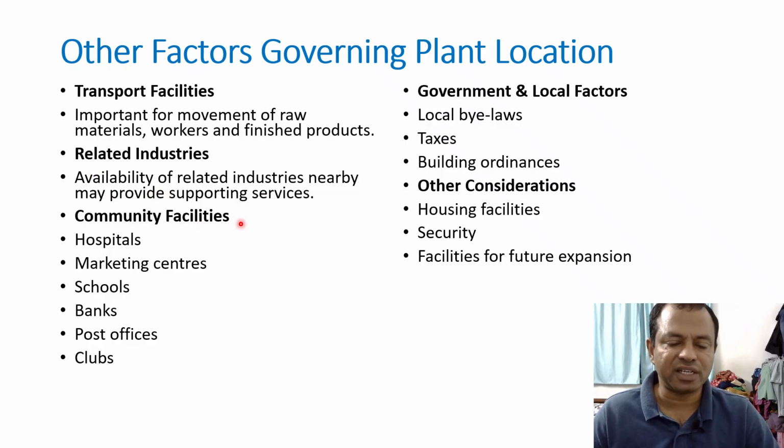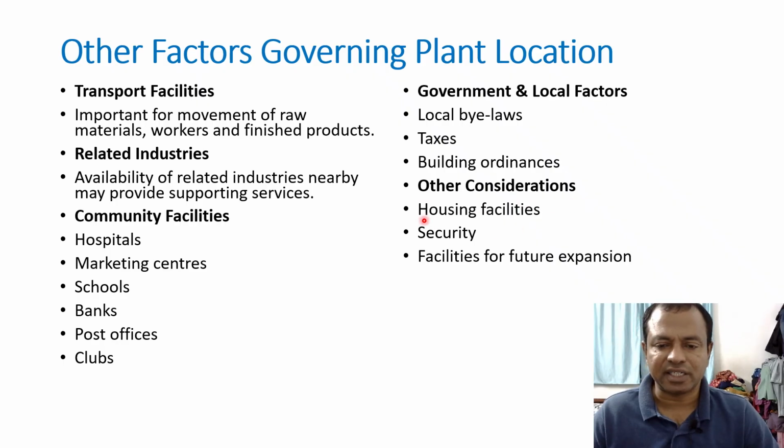Then community facilities are very important. Hospitals, marketing centers, schools, banks, post office, clubs. These are recreational facilities. Those are important for attracting good quality workers. Government and local factors, local bylaws, tax, exemptions, building ordinances, etc. to be considered while locating a plant.